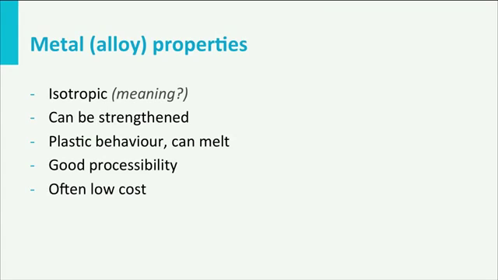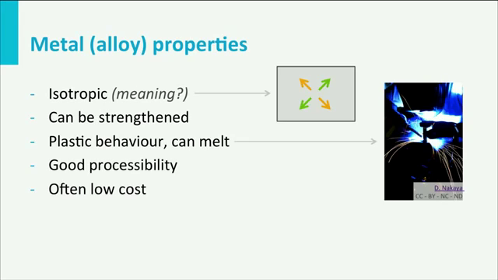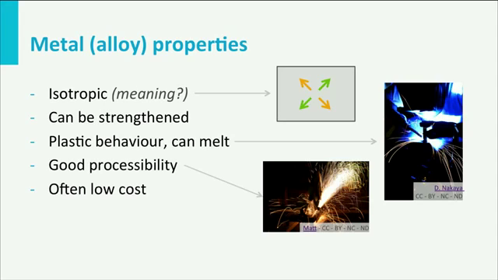Also, metals can be strengthened. By adding alloying elements, the strength can be increased. Also, metals show plastic behavior and they can melt. Both characteristics are important for manufacturing processes. For metals, processing in general is very good. Not only forming and casting, but also machining and coating. And last but not least, metals are often cheap.